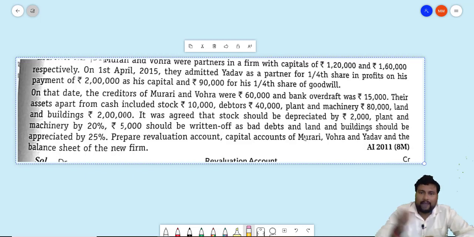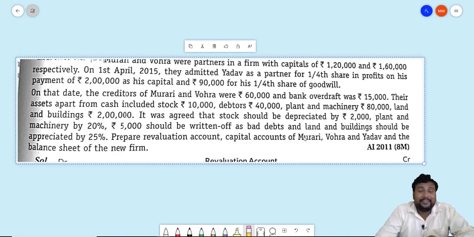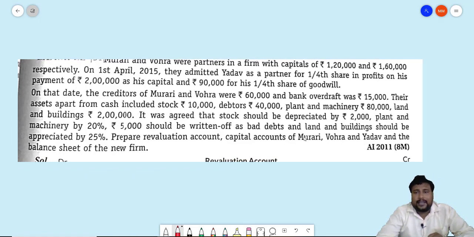We have capital, we have goodwill. On the day, the creditors of Murli and Vohra were 60,000, bank balance was 15,000. The assets apart from cash included stock 10, debtors 40, plant and machinery, land and building 2 lakh. It was agreed that stock should be depreciated by 2000, plant and machinery by 20%, 5000 should be written off as bad debts, and land and building should be appreciated by 25%.